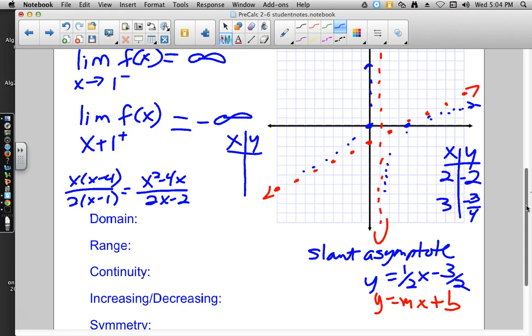So let's take a look at 2. We are at negative 2. And at 3, we are at negative 3/4. And that is right in line with what we knew was supposed to happen.